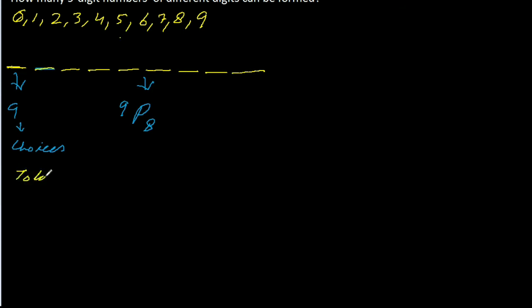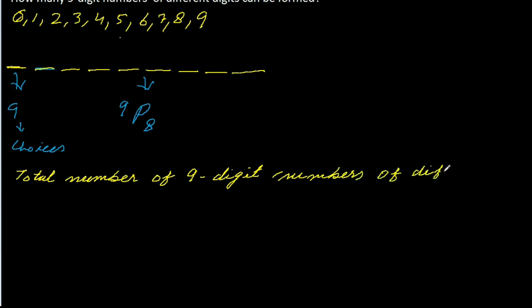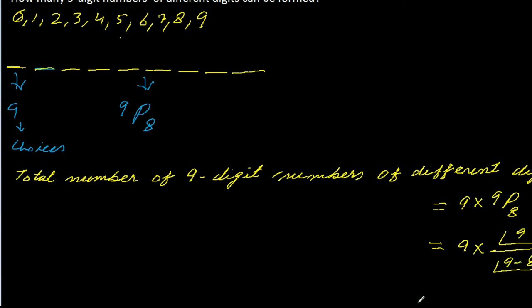So the total number of nine-digit numbers of different digits is equal to 9 into 9P8. That is, 9 into 9P8 is 9 into factorial 9 upon factorial 9 minus 8. That is equal to 9 into factorial 9.